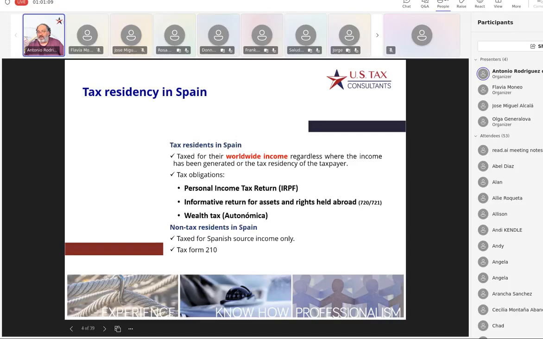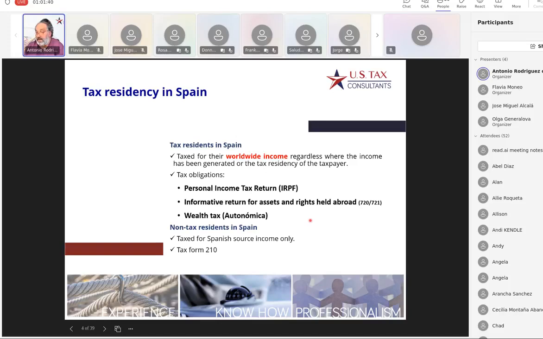If you are a resident of Spain, then you have to declare all your income, the same as in the 1040 that we will see later. Okay, and then the fiscal obligations in Spain, as I said before, are the personal income tax return, the IRPF, the 720 and 721, which are an informative return on assets and rights held abroad. That we will also talk about later.